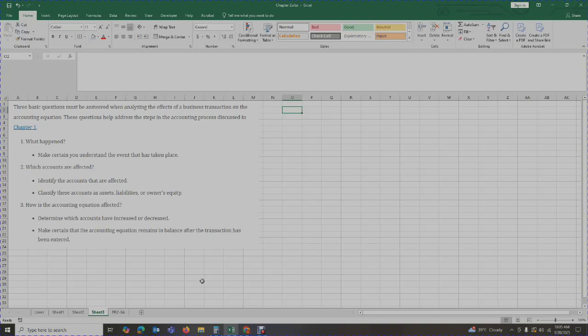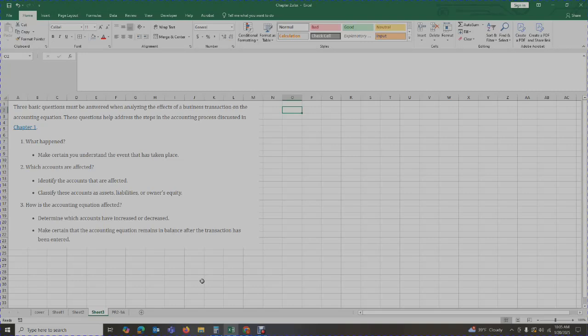We have to determine if these accounts are being increased or decreased. Make sure that the accounting equation has remained in balance after every transaction entered. The whole point of accounting is to keep our accounting equation in balance. We must always make sure that our assets equal our liabilities plus owner's equity.